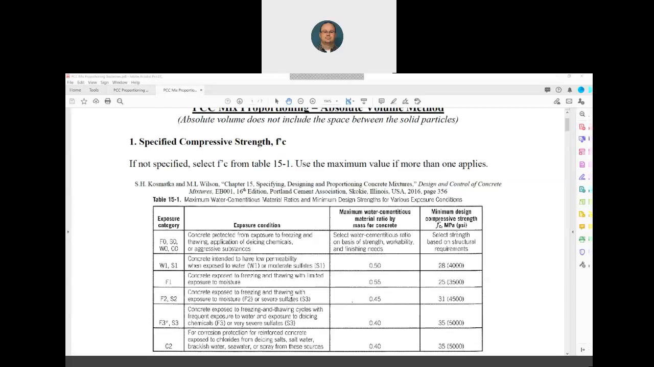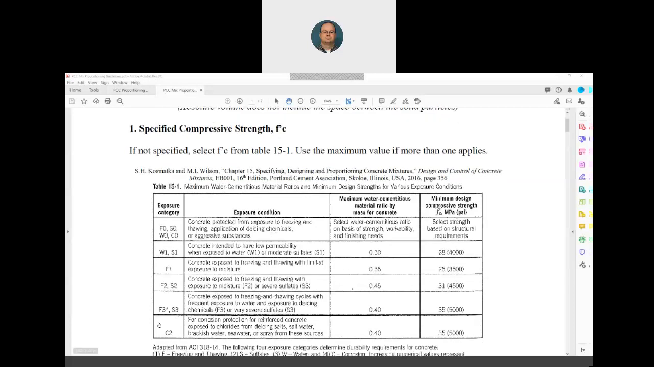Severe sulfates, we're not quite there. Okay, some spots, but we're typically in F2. So we need a maximum water cement ratio of 0.45, and a minimum design strength of 4,500 pounds per square inch. So I'm going to choose this guy.